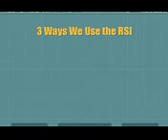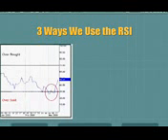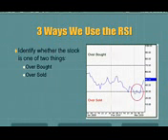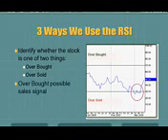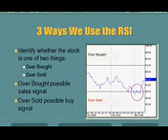3 ways to use the RSI. We're going to identify whether the stock has one of 2 things. It's either going to be overbought or it's going to be considered oversold. The second way, if it's overbought, possible sale signal. If it's oversold, this will possibly give us a buy signal.